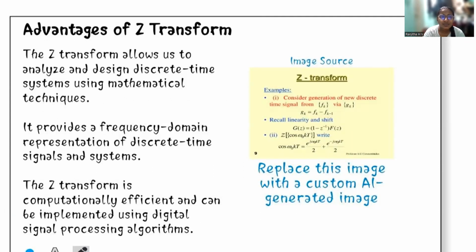Advantages of Z transform. The Z transform allows us to analyze and design discrete time systems using mathematical techniques. It provides the frequency domain representation of discrete time signals and systems. The Z transform is computationally efficient and can be implemented using digital signal processing algorithms.